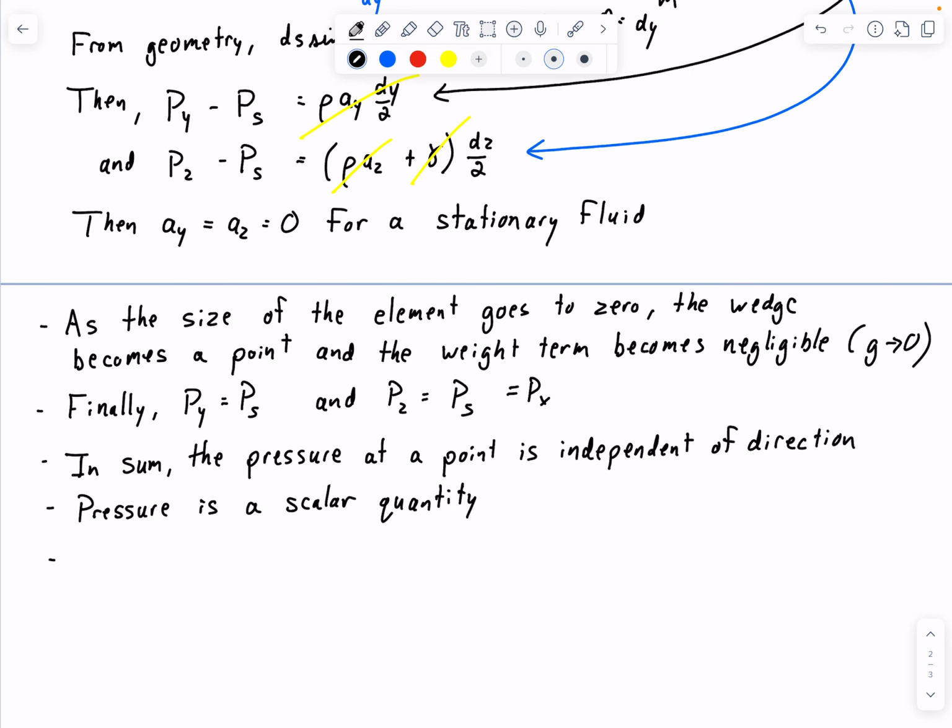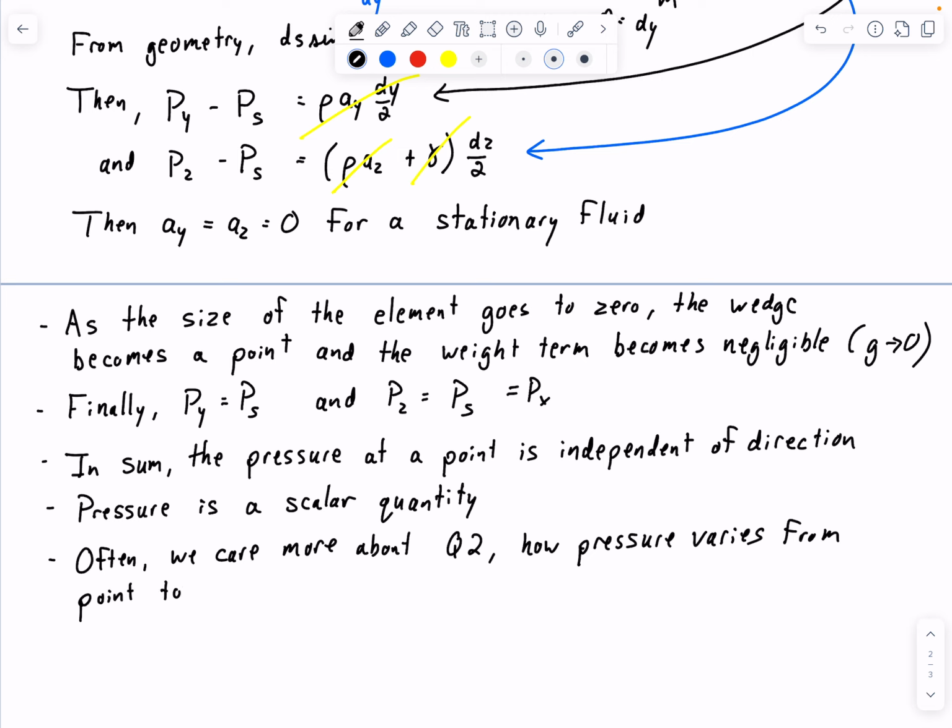Now, one final point here is that often we care more about question 2, which is about how pressure varies from point to point in a fluid. This video was all about how pressure varies with direction, and in the next video, you'll learn how pressure varies from point to point in a fluid.